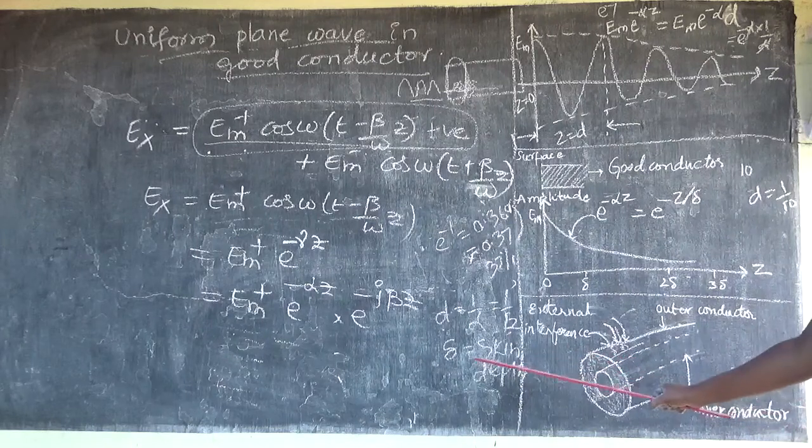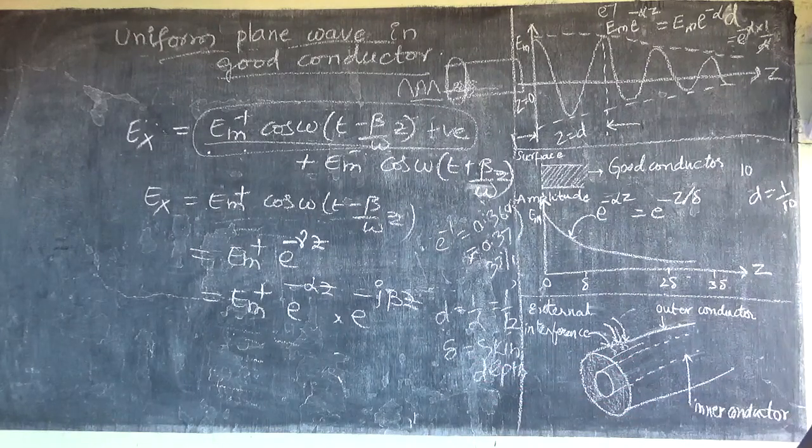That is what we learned as skin depth: it can't travel a long distance, and after 2 delta or 3 delta the amplitude of the wave is going to be 0. So this external interference amplitude will vanish and it won't reach the inner conductor where our actual signal is passing. This is the advantage of the skin effect. Understood? Because of skin effect, there is no external interference. This is one of the advantages.